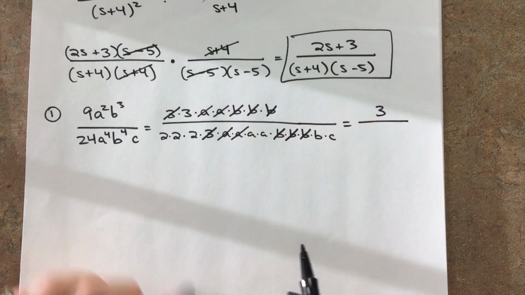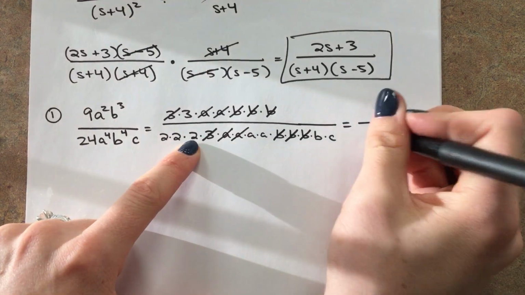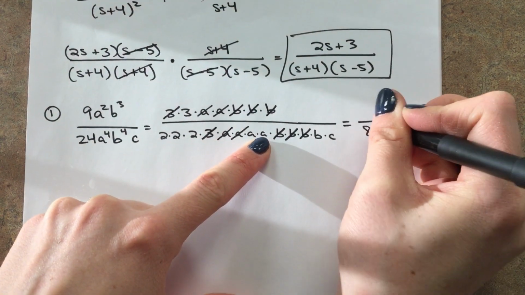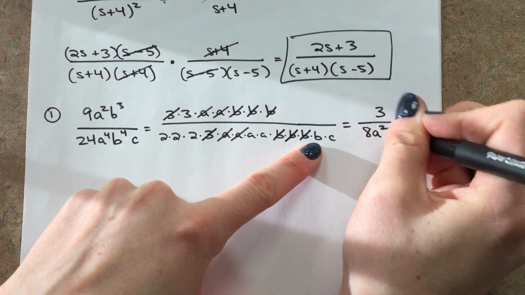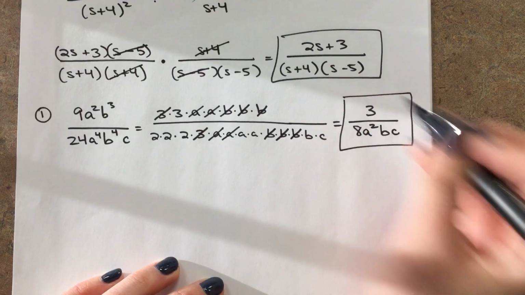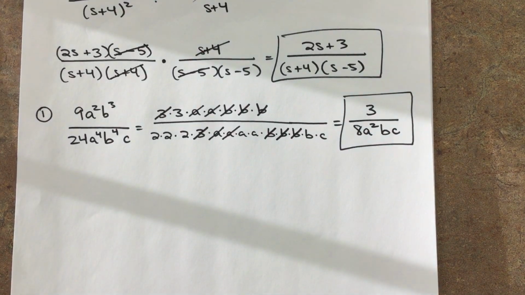And then the denominator, I had 2 times 2 times 2, which is 8. I have 2 copies of A, so that's an A squared, 1 B left, and then the C. Never had anything to cancel with. So this is as far as that gets broken down. And if you can do it without actually writing down every single factor, that's totally fine. I think a lot of people did it that way anyway. Just wanted to show you the totally expanded version.